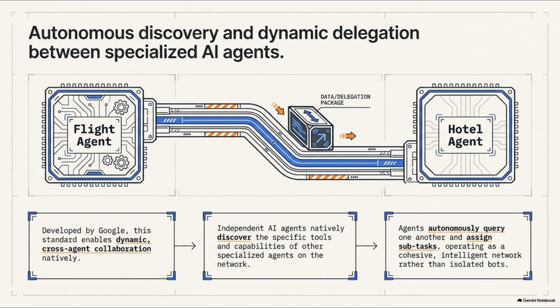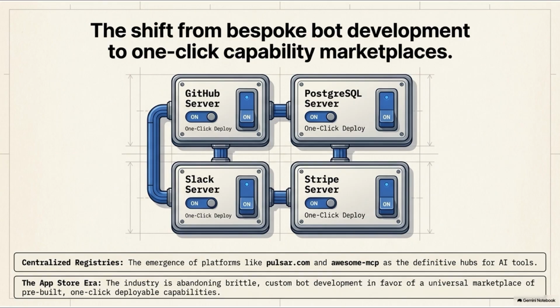For example, a flight agent can package up travel dates and dynamically delegate the accommodation booking to a specialized hotel agent. The agents negotiate inputs, manage the task lifecycle, and synchronize results as a cohesive, intelligent network, rather than operating as isolated, siloed bots. We are witnessing a fundamental paradigm shift in software development.